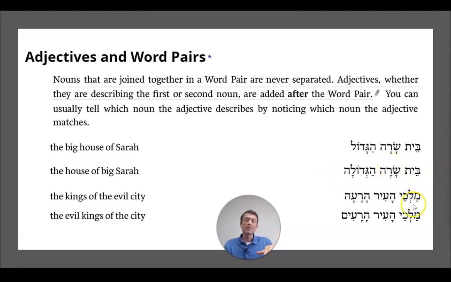Here's another example, the kings of the city. And now we have the adjective evil. Well, is evil referring to kings or is it referring to city? We see the feminine singular ending on the adjective. That tells us it refers to city, the kings of the evil city. Below is the opposite, Malkei Ha'ir Ha'ra'im. Here's a masculine plural ending on the adjective. That means it refers to the plural kings, the evil kings of the city.